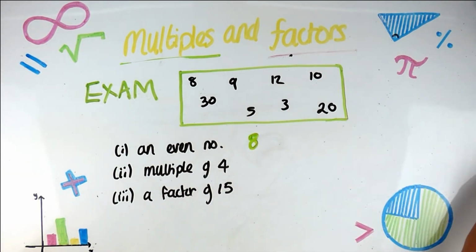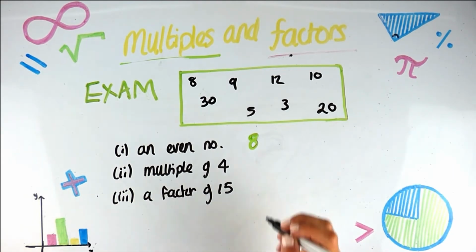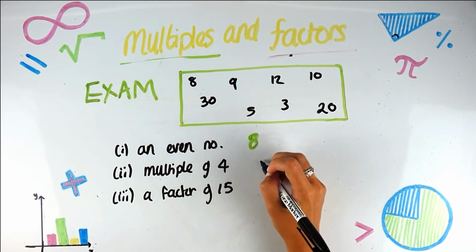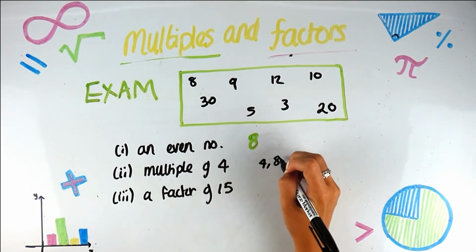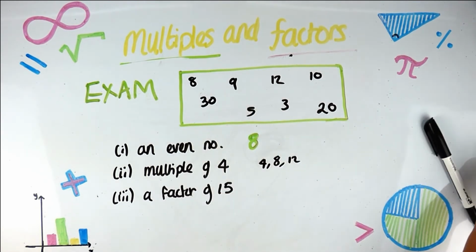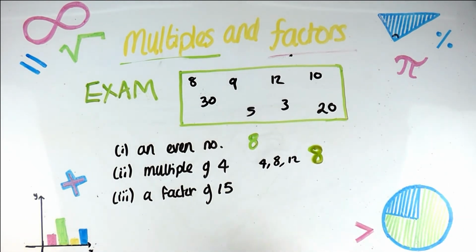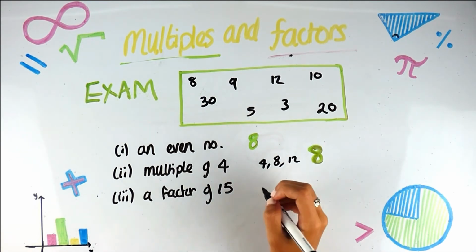Nice and simple. A multiple of 4, so I hear multiple, I think multiplication. I think my multiplication table, so the times table for 4. So I got 4, 8, 12. So both of those have come up, no need to continue, so I might as well just write down 8 again, because 8 is in the 4 times table.